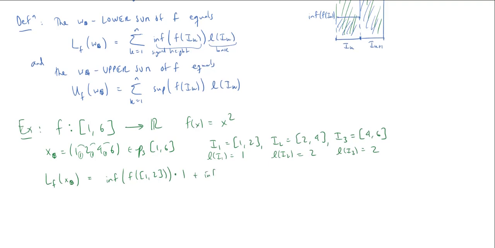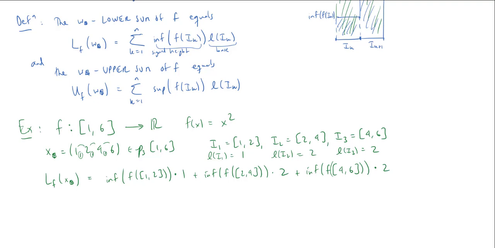Plus, now I do the infimum of f applied to [2, 4]. That's our I_2. And I'll multiply it by the length, which is 2. And then finally, I'll take the infimum of f applied to [4, 6], and multiply that by the length of the third interval, which is also 2.